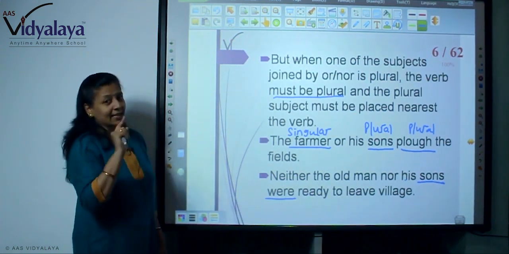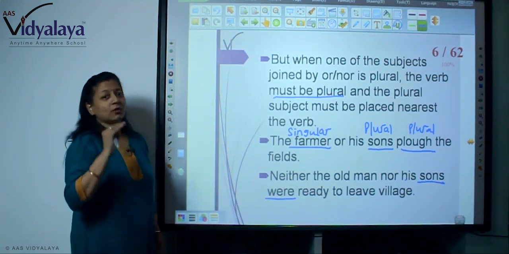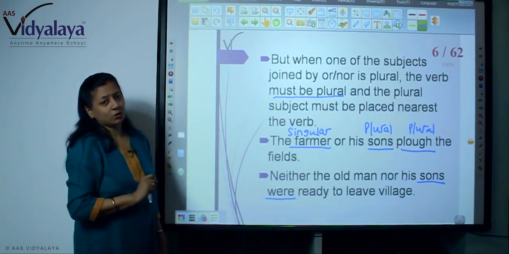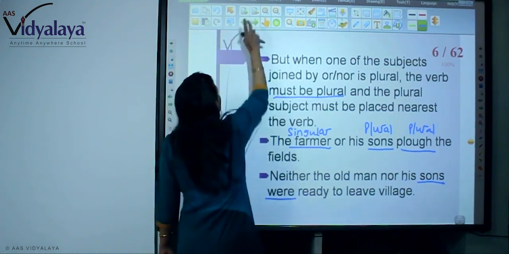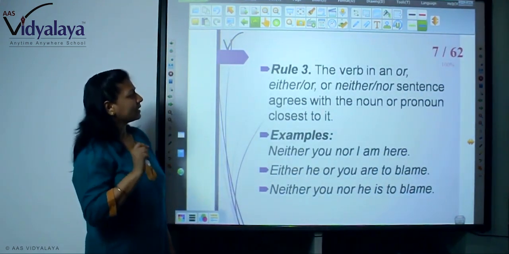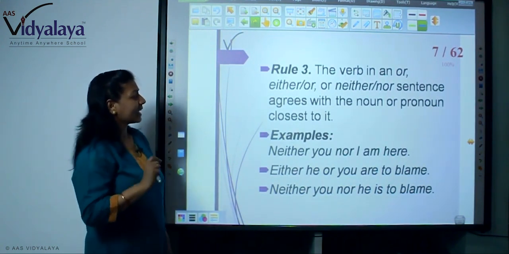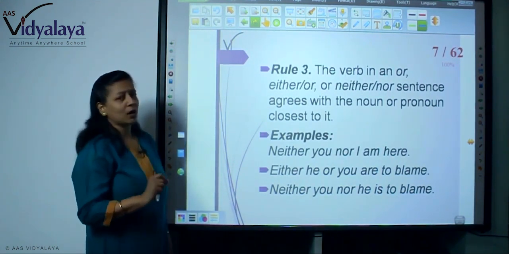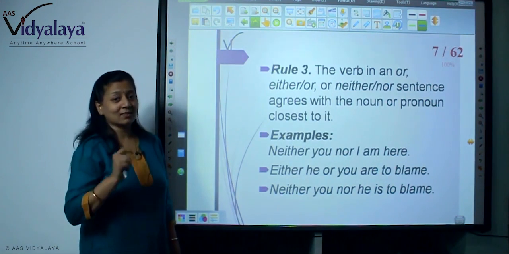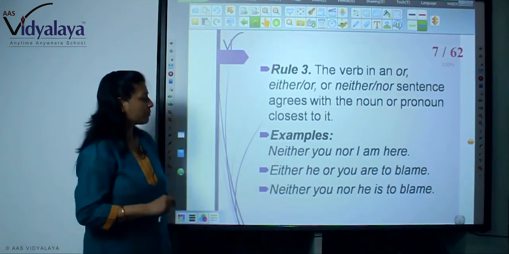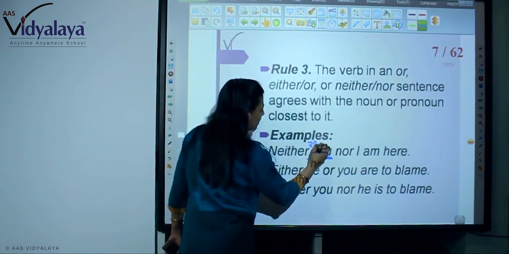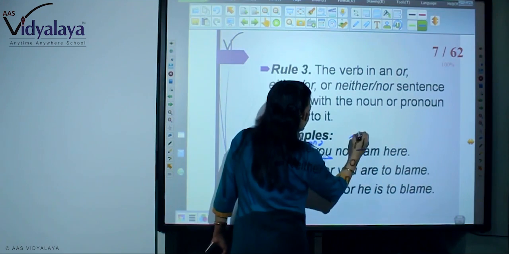Go through the slide again and again. Once you go through the slide, you will have a clear understanding of this particular portion, and it's very important to learn. Next, third rule. The verb in an or, either or, neither nor sentence agrees with the noun or pronoun closest to it. Which noun or pronoun is there? First person, second person, third person, I have told you. For example, here, this is the second person. I is the first person.